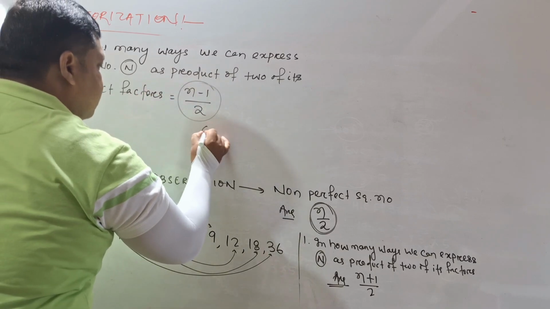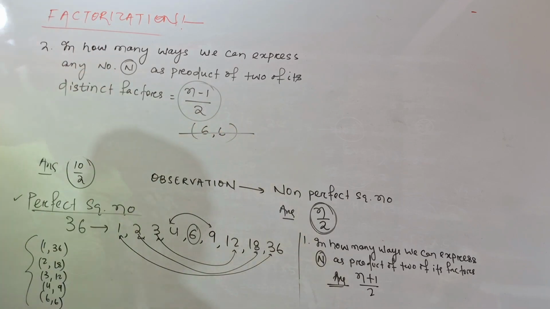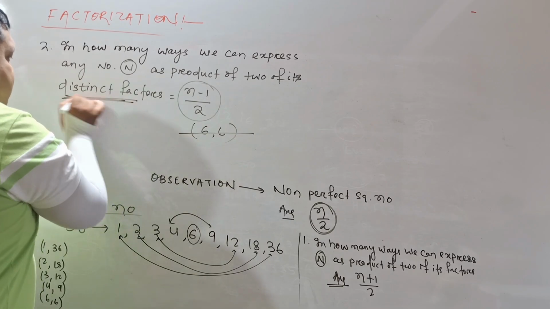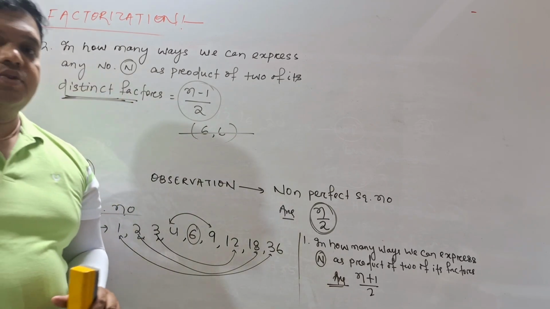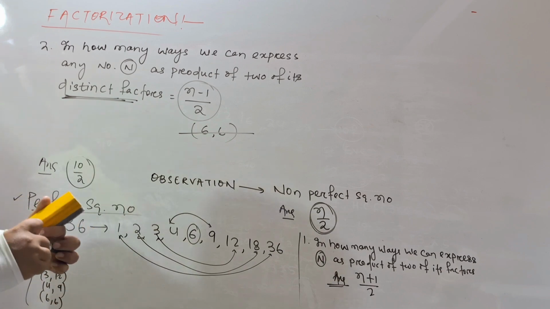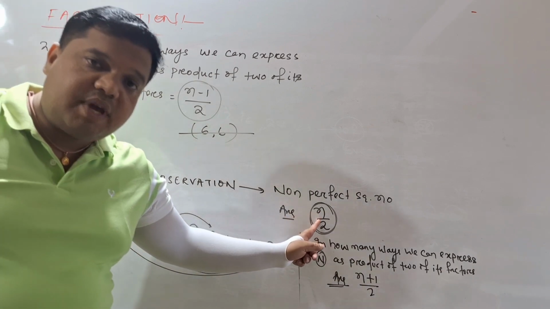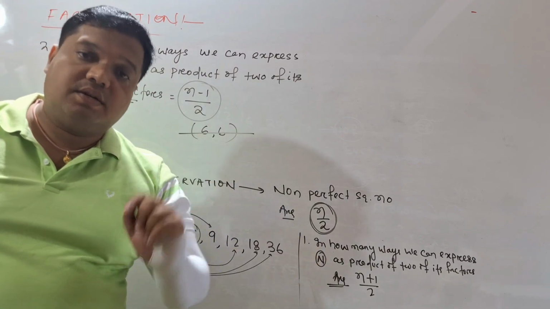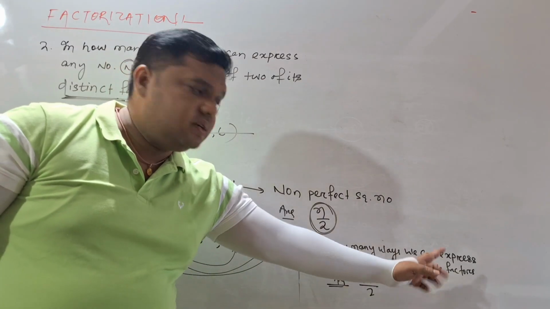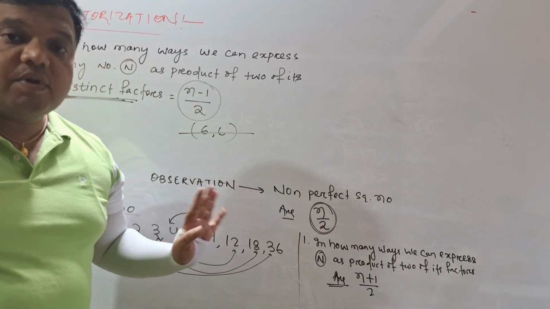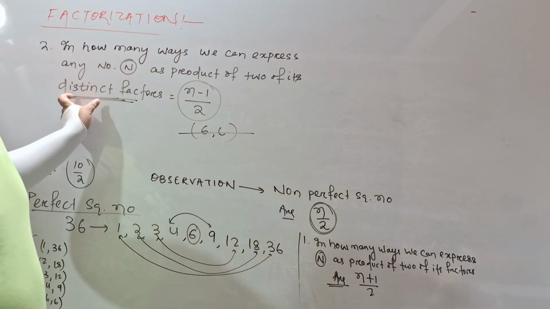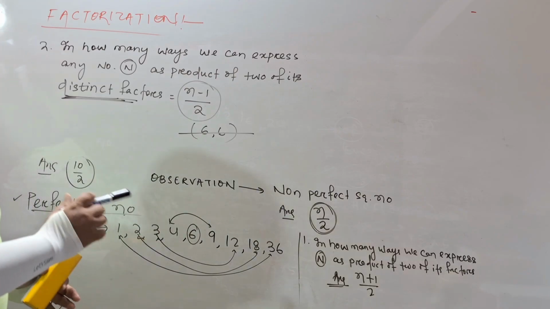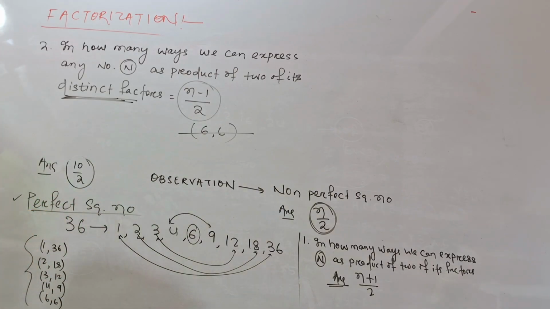Why minus 1? I have to eliminate this 6 and 6. It is not possible because a distinct term is required. Okay, clear? So these 3 points you just remember. For a non-perfect square number, the answer is n by 2. But for a perfect square number, you have two conditions. Condition number 1: if it is directly written as a product of two of its factors, the answer is (n plus 1) by 2. And if a distinct term is required, the answer is (n minus 1) by 2. Small n stands for the number of factors. Just note it down or take a screenshot here.